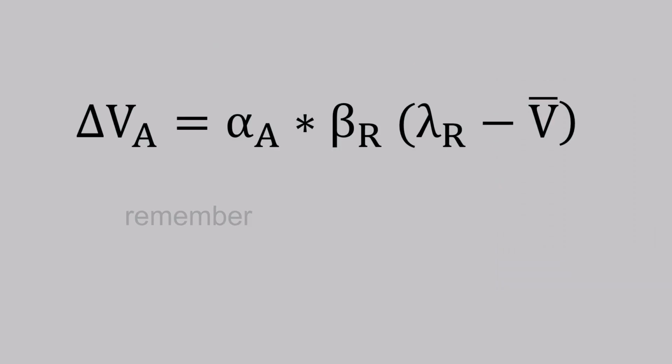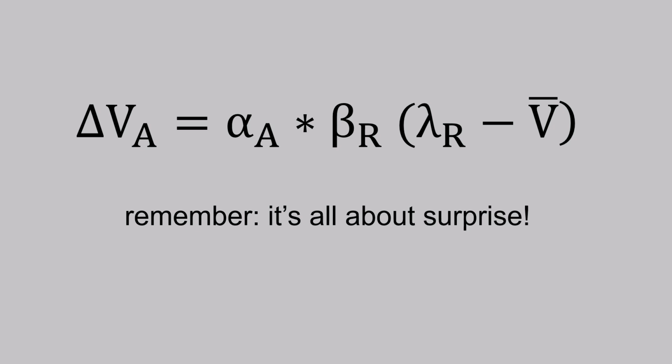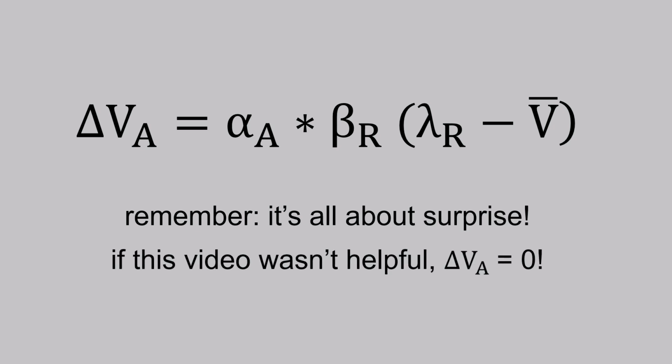Alright, so that's it. That's the basic overview of the Rescorla Wagner model of classical conditioning. This nasty equation right here, just keep in mind that it is all about surprise, that surprise equals learning. So if this video was not helpful for you, then we would say that delta VA is equal to 0.